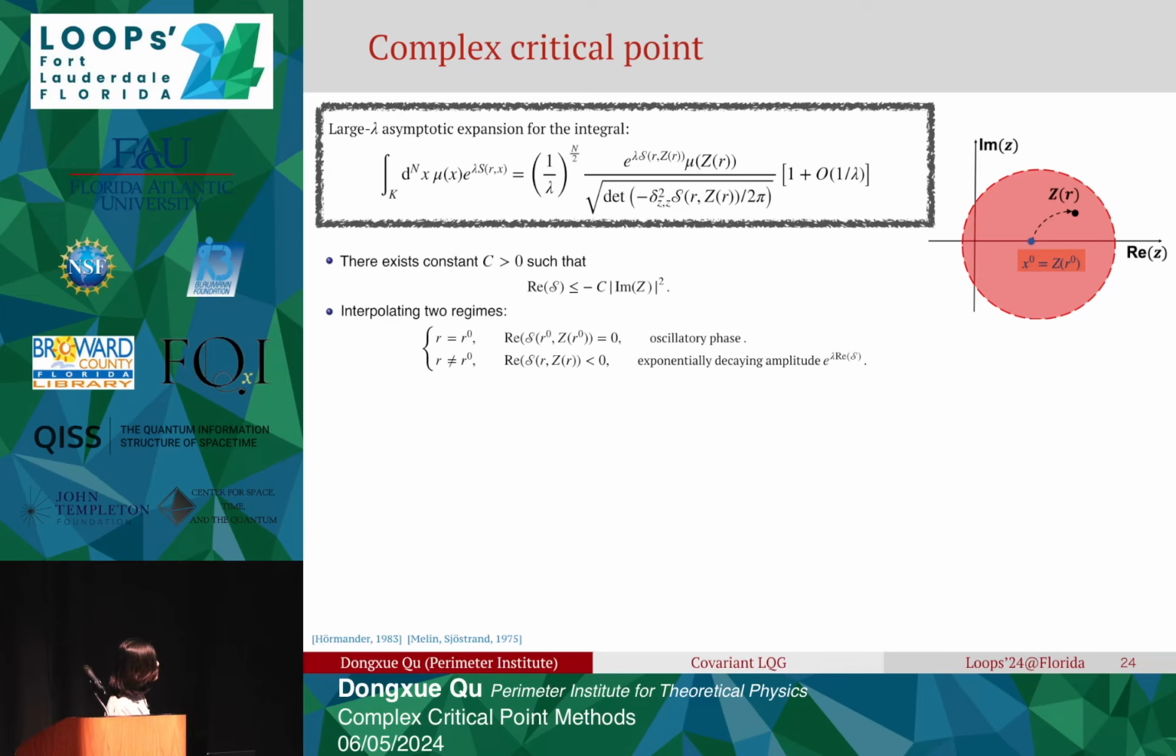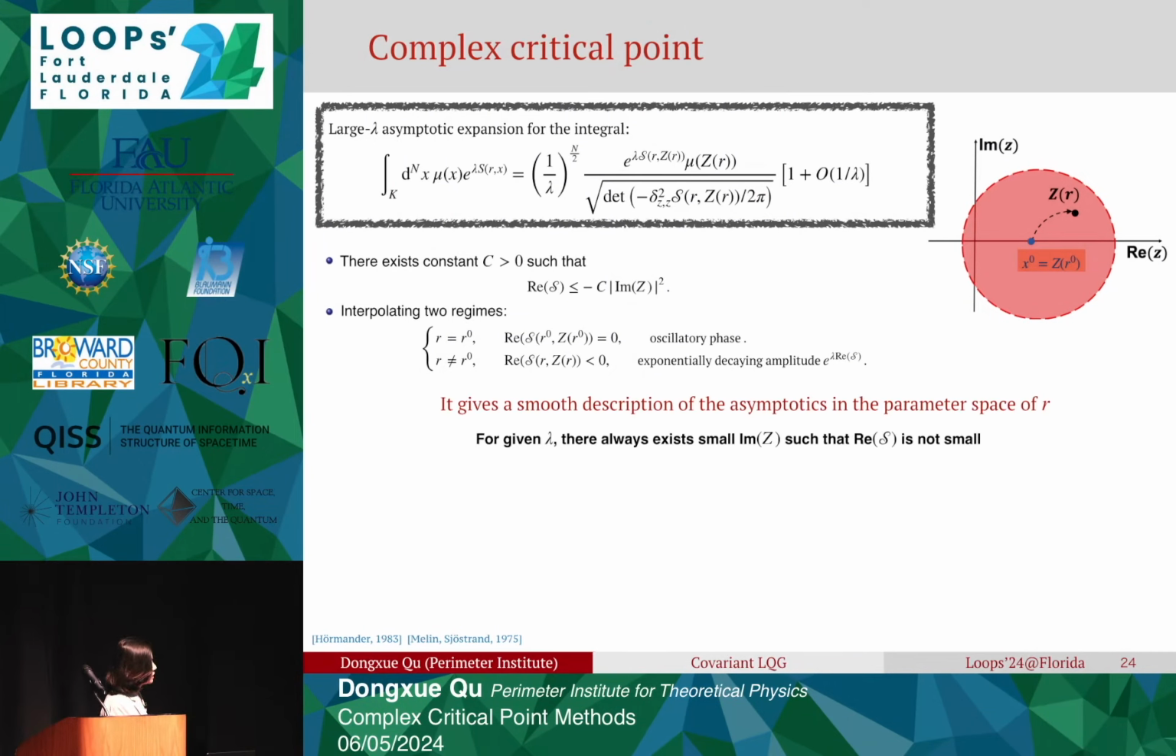So this gives us the interpolation between two regimes. The first regime: if R equals R0, then the real part of the action at the complex critical point will be equal to 0. So this gives us the oscillatory phase. But if R is not equal to R0, the real part of the action will be less than 0. So this amplitude will exponentially decay. It gives us a smooth description of the asymptotics in the parameter space of R.